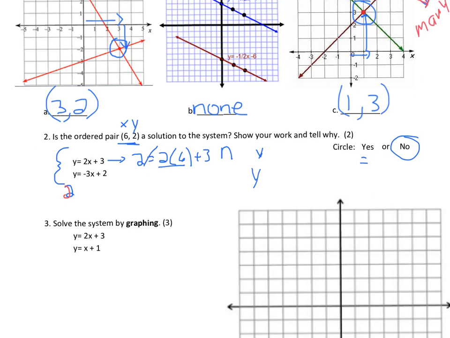And we'll do this one, the second one, in a different color. So y was 2 equals negative 3 times x, which we think might be 6, plus 2. Negative 3 times 6 is negative 18 plus 2. That's a negative 16. That was also a no. But again, if you had two yeses, it would be a yes over here.